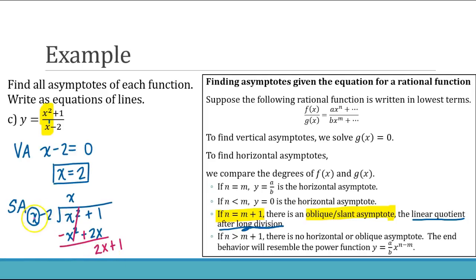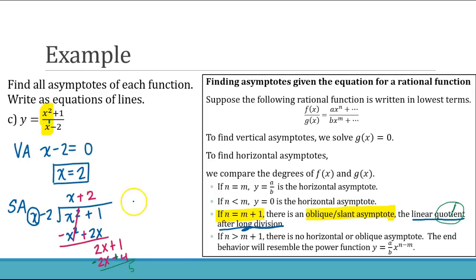And then we do it again. We think about, okay, x times what gets me to 2x? Well, that's just 2. And then if we do that one more time, 2 times x is 2x, and 2 times negative 2 is negative 4. We would subtract those quantities, so change the signs, and we'd get a 5. Well, we actually don't care about the rest of this part. It says to find the quotient after long division. So the quotient is just this portion up here, this x plus 2.